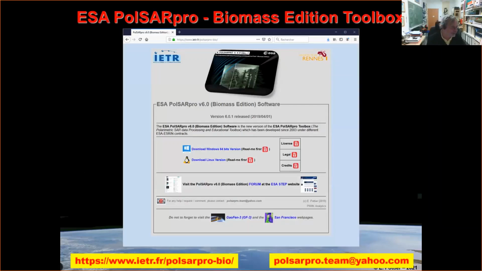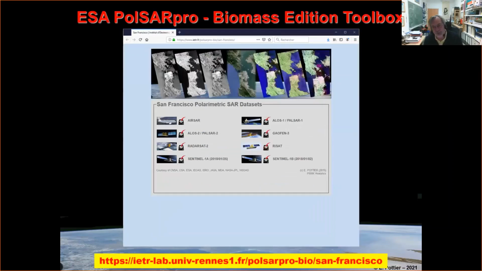We also have a link, which I shall present to you this afternoon, to a forum at the ESA STEP website, where there is also some exchange about how to use the software. And I propose, and this is very important, some fully polarimetric sample datasets if you want to start learning. By definition, I have taken the San Francisco area, the same area as I explained to you before.